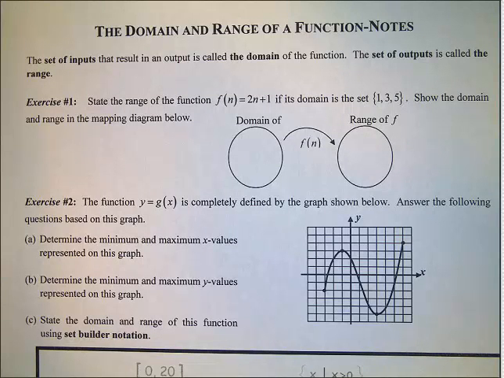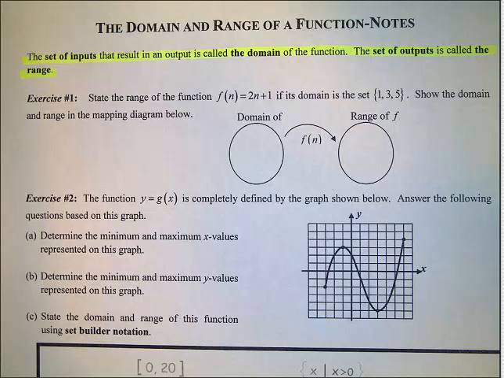The set of inputs that result in an output is called the domain of the function. The set of outputs is called the range. Exercise 1. State the range of the function f of n equals 2n plus 1 if its domain is the set 1, 3, and 5. Show the domain and range in the mapping diagram below.